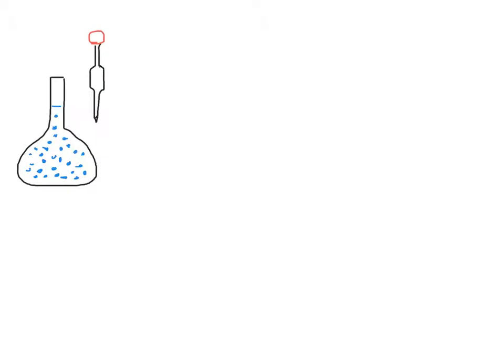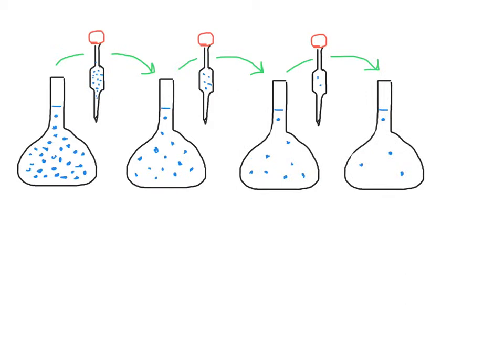You can perform multiple dilutions in a row in what's known as a serial dilution. For each of the dilution steps, you simply use the C1V1 equals C2V2 equation to calculate the final concentration.